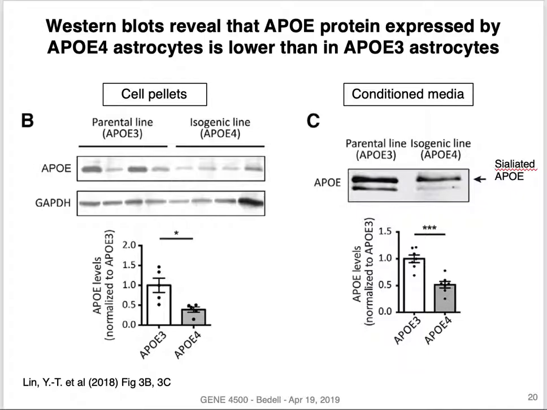I feel like it's different based on different proteins. Different what? I feel like it would be different between different proteins. Yeah, but remember these differ with only actually one amino acid difference. So I would say either ApoE4 has an amino acid where it gets sialated that ApoE3 doesn't have.